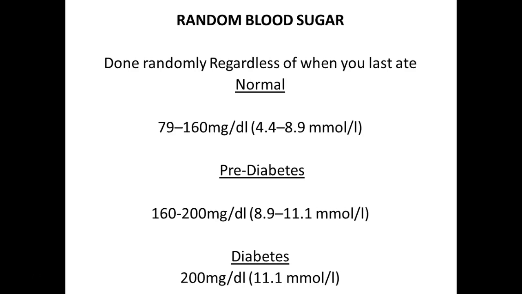So let's say random blood sugar is, you just do it randomly regardless of when you last ate, and that's 79 to 160 milligram per dl. That's the normal value for it. That's 4.4 to 8.9 millimole per liter. While prediabetes is 160 to 200 milligram per dl, that's 8.9 to 11.1 millimole per liter. While for diabetes, the range is 200 milligram per dl, which is 11.1 millimole per liter.